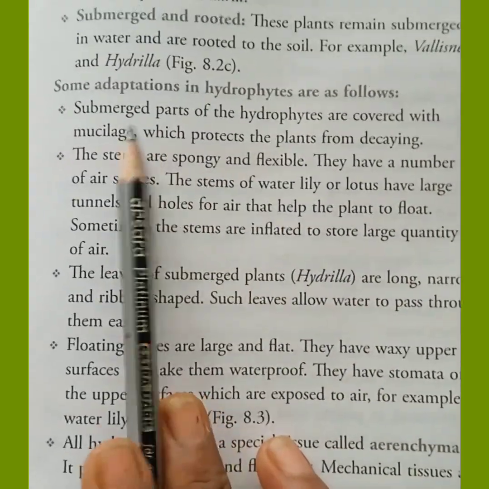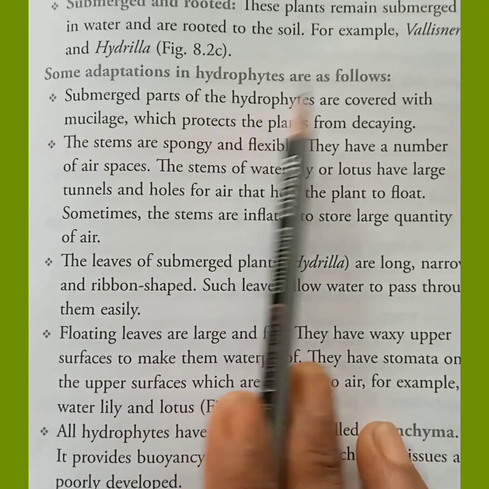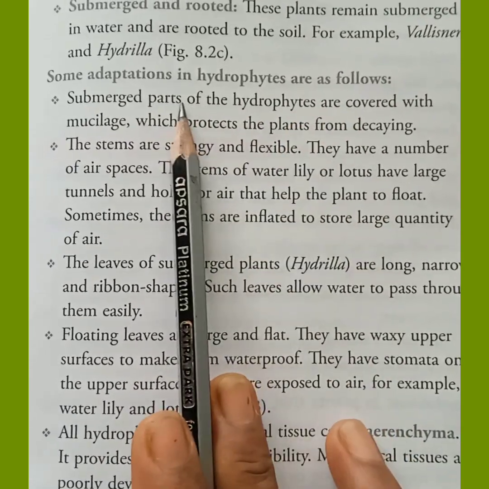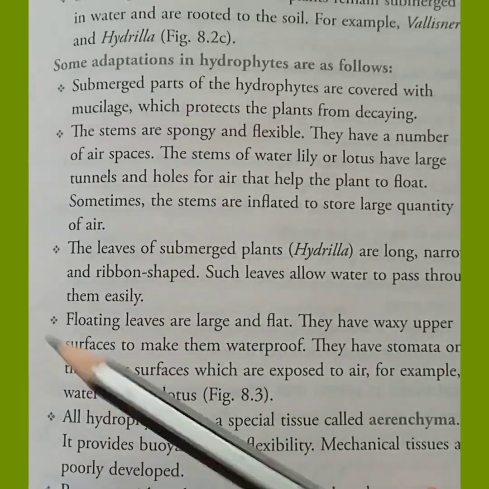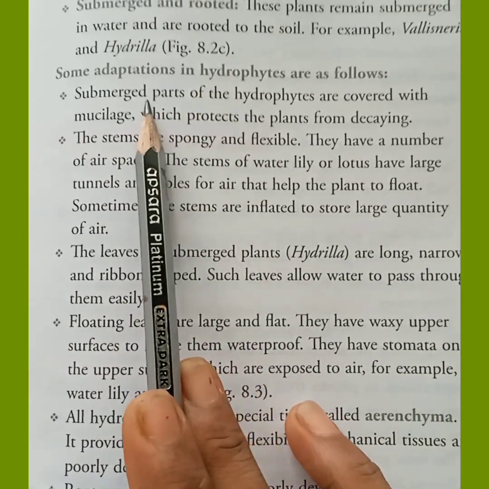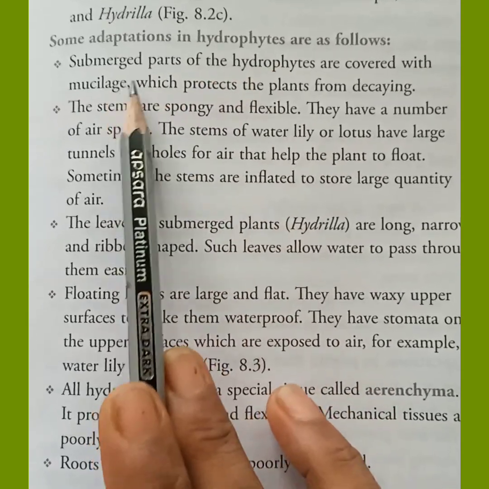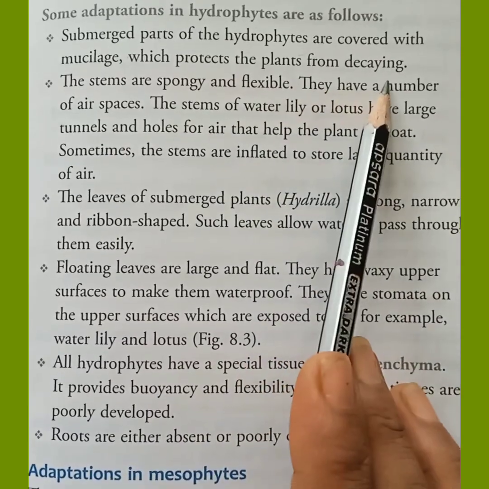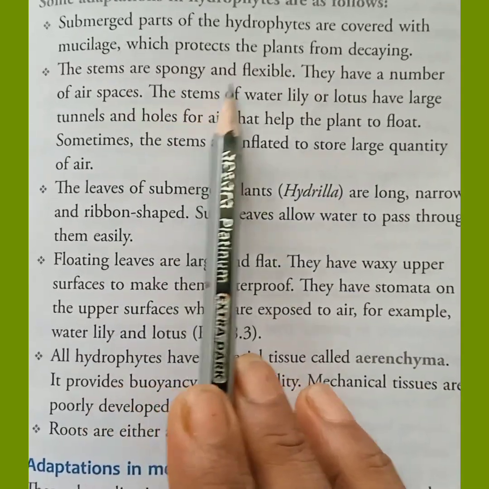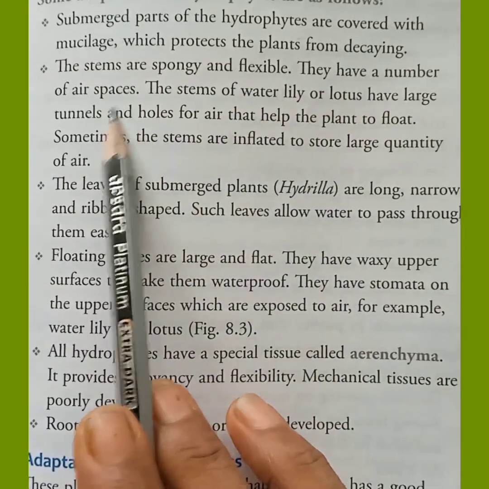Okay. Now next, some adaptations in hydrophytes are as follows. Mainly the features of hydrophytes come, and you have to write all these things. So the question will come: write the features of hydrophytes. Submerged parts of the hydrophytes are covered with mucilage which protects the plants from decaying. The stems are spongy and flexible. They have a number of air spaces.